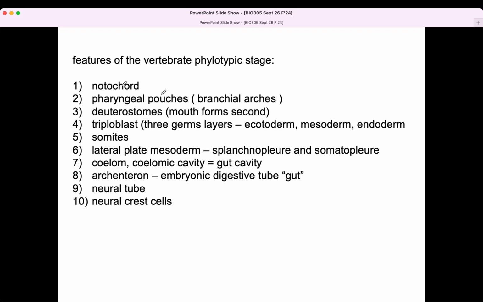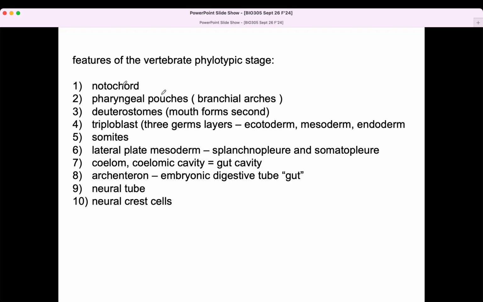So let's look at this list, because this is a list of examples that we want to learn about for the vertebrate phylotypic stage. And we'll learn more than this. The order of the list doesn't matter, but these are some important features. And it's really the focus of the assignment to build a model and label it with these and some more things, but these are the big ones. So notochord, we're set with that. Pharyngeal pouches, we haven't mentioned those, got to mention that.